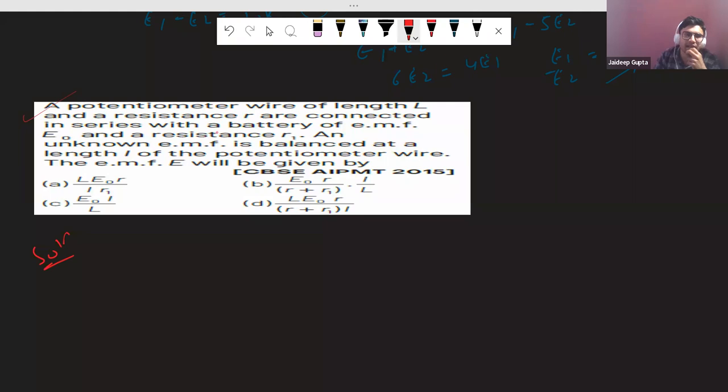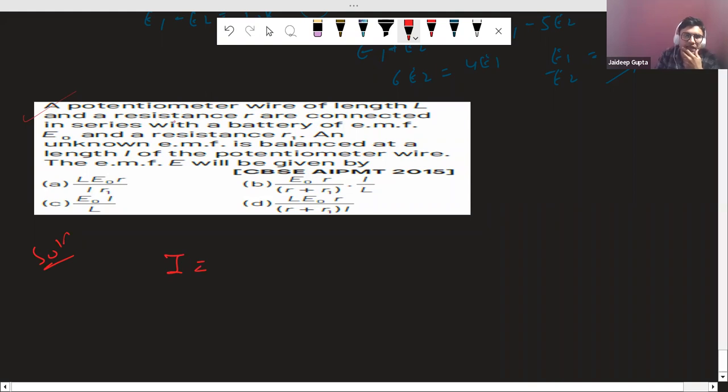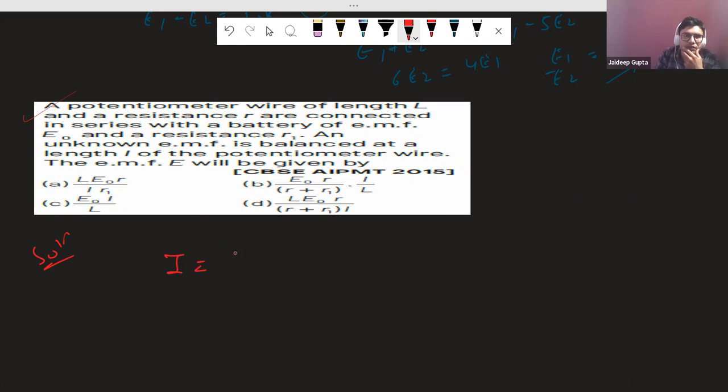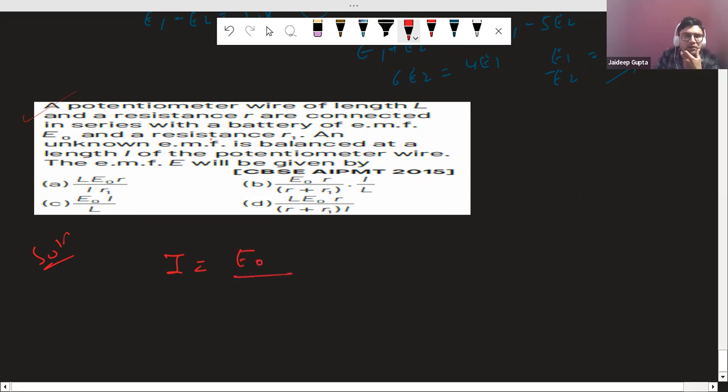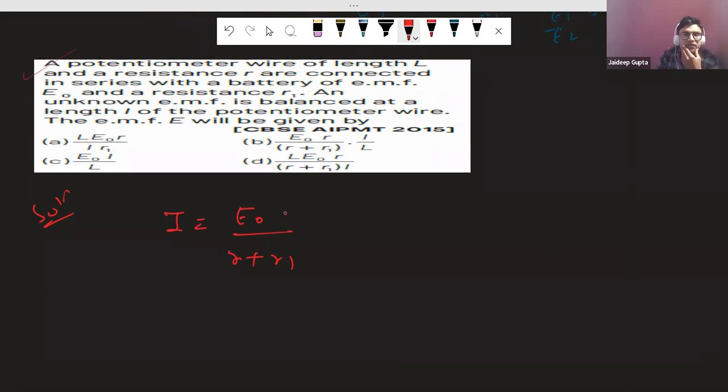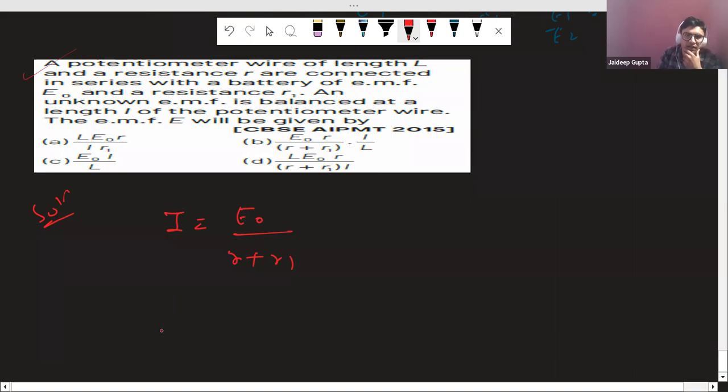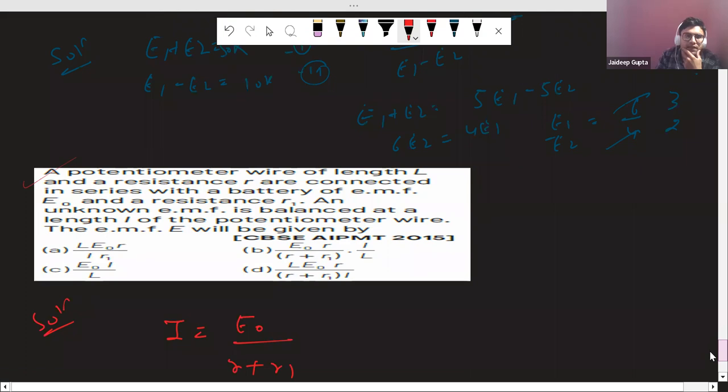First, a potentiometer wire of length L and a resistance R are connected in series with a battery of EMF E0 and the resistance R1. So first of all, we have to calculate the total current. Resistance connected in series with a battery, so total current will be E0 over R plus R1. This is the total current. Now the question is asking for the EMF of the cell, the balance. So E equals K times the balancing length, where L is the length of the wire.